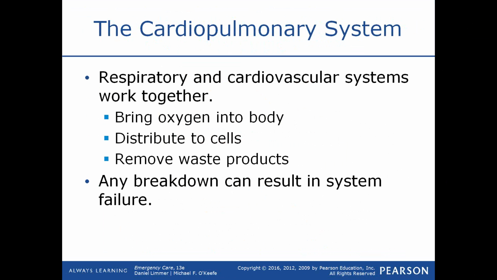Now, the cardiopulmonary system, which makes up the respiratory system and the cardiovascular system, work together in maintaining aerobic metabolism. The lungs bring oxygen into the body. The cardiovascular system, the heart and the blood vessels, distribute that oxygen to the cells, but also then from the cells remove those waste products to be filtered through the kidneys, through the liver, and removed from the body and made harmless.